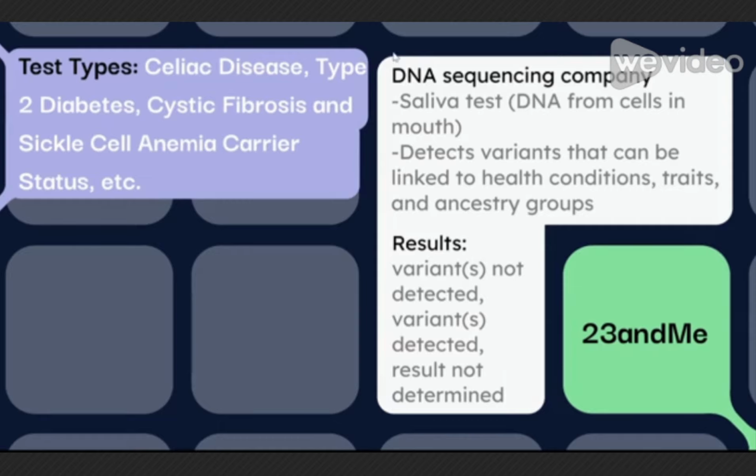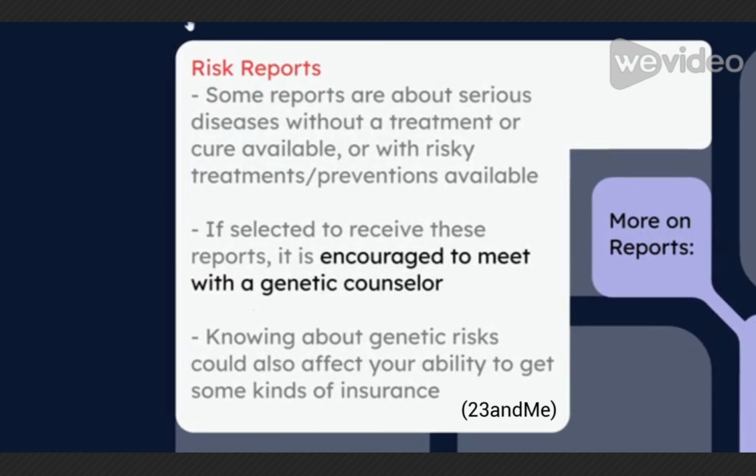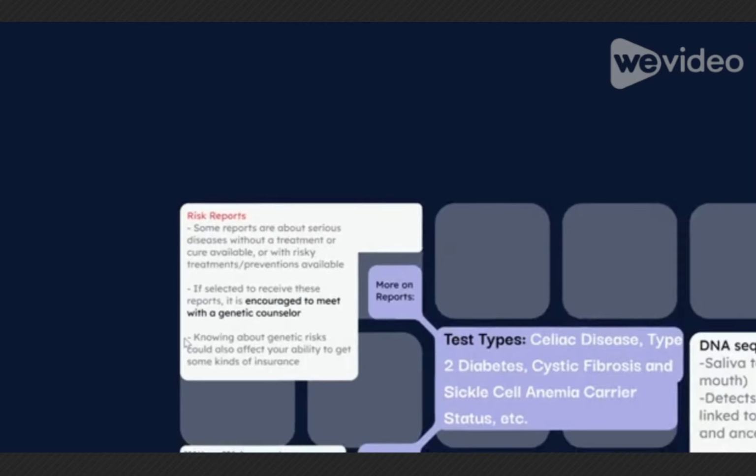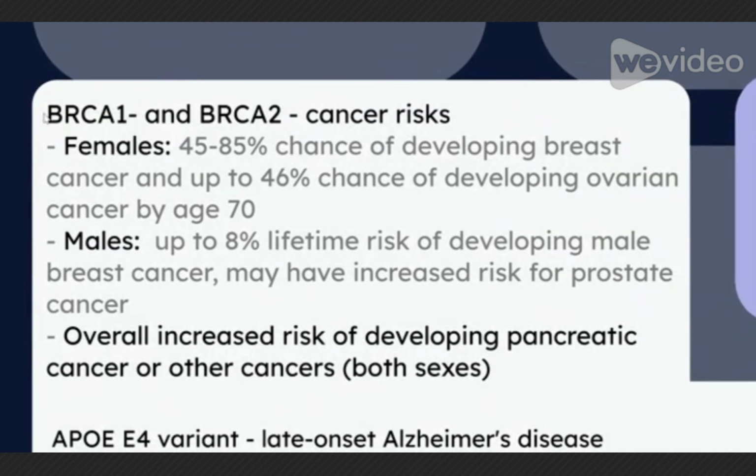Now we have a little more on reports, and more specifically risk reports. Some reports are optional to receive as they can contain information about serious diseases that don't currently have a cure or an effective treatment. Although not required, purchasers who choose to receive these results will be encouraged to meet with a genetic counselor. Also, knowing about genetic risks can impact one's ability to qualify for some insurances, which we'll cover more on that later. Two of the major risk reports can include cancer risks and risks of Alzheimer's disease development.